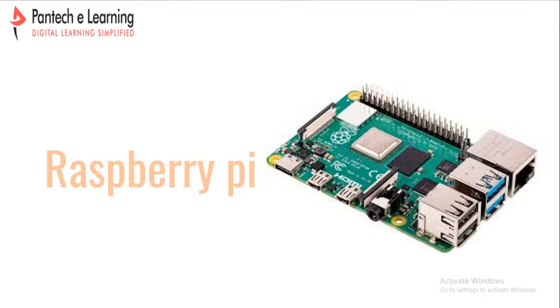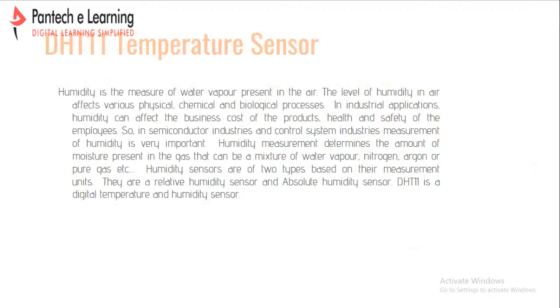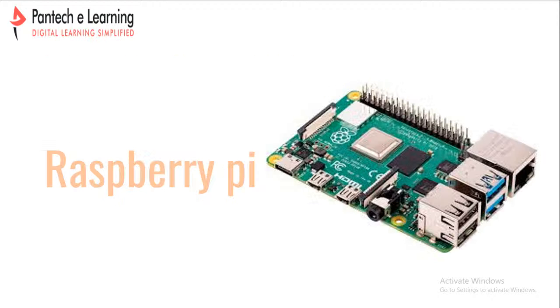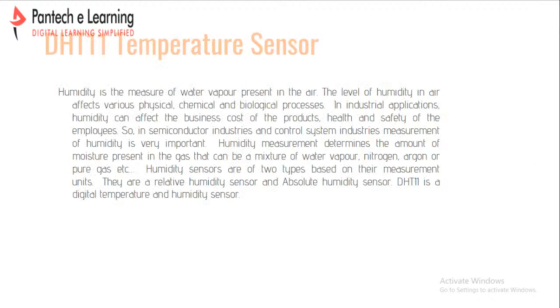And this is about Raspberry Pi. These are the modules: Raspberry Pi, DHT11 sensor and all. So I won't discuss Raspberry Pi much, as we already discussed it a lot in previous videos. Okay. And then the DHT11 sensor.